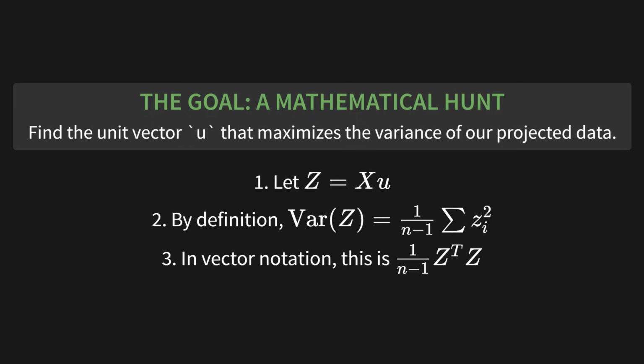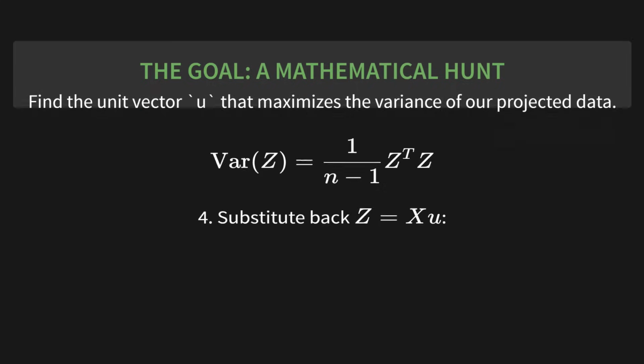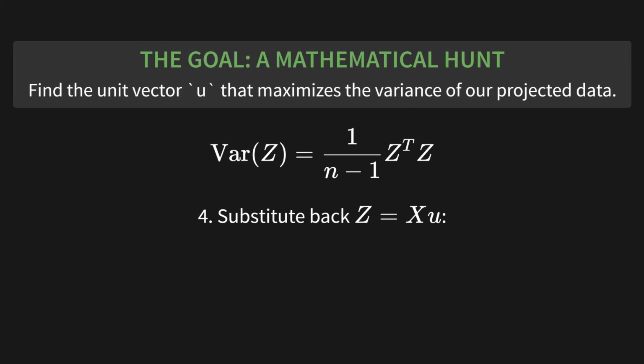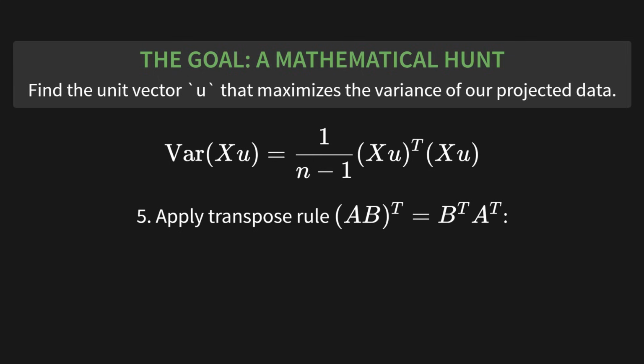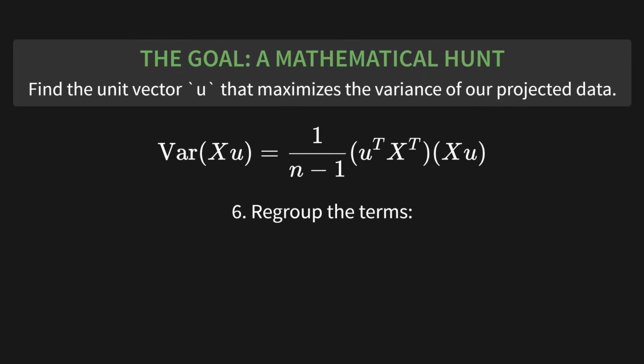You can see how we're simplifying things already. Now, for the key move, step 4, we substitute z equals Xu back into our equation. So, the variance of Xu is 1 over n minus 1 times the quantity Xu transpose times Xu. Okay, stick with me here. For step 5, we apply a standard transpose rule. The transpose of AB is B transpose A transpose. So our expression becomes 1 over n minus 1 times u transpose X transpose times Xu. And for step 6, we just regroup the terms. We'll put parentheses around the middle part.